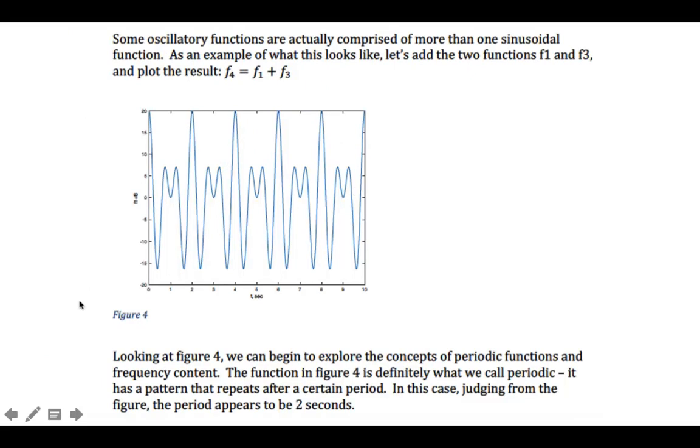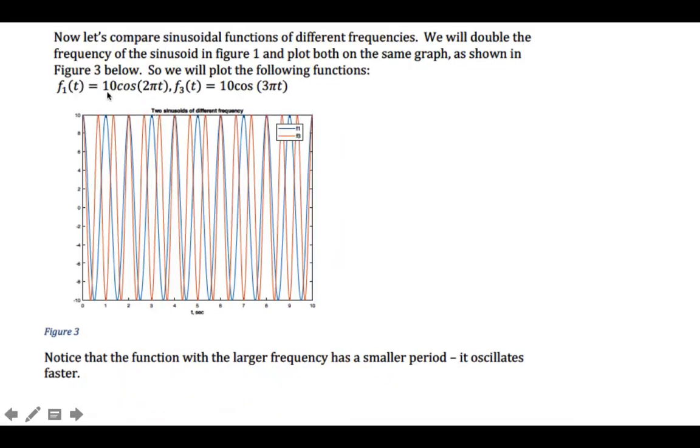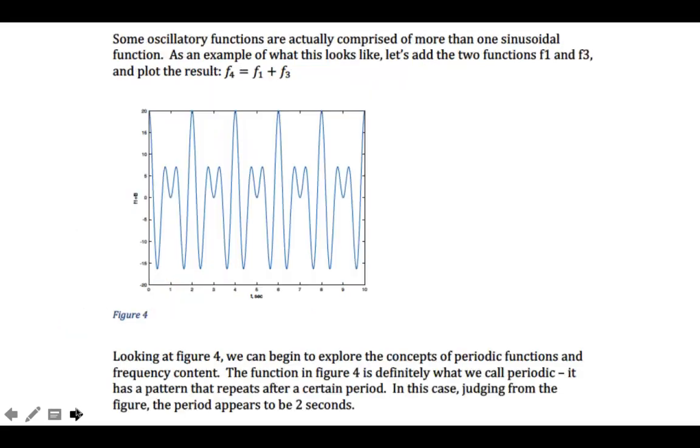All right, let's go back and let's look at what F1 and F3 are. F1 of t is 10 cosine of 2 pi t, and F3 of t is 10 cosine of 3 pi t. So I'm just going to take these two and add them together. And so this function that I'm plotting here is F1 plus F3, and it's going to look like this.